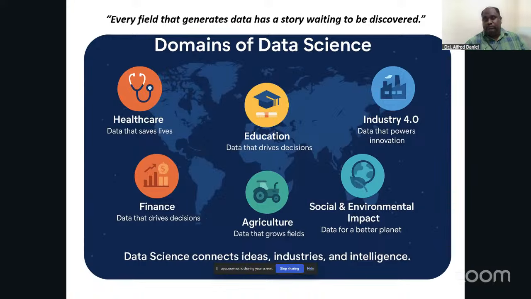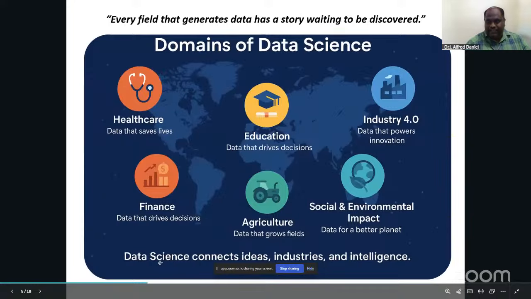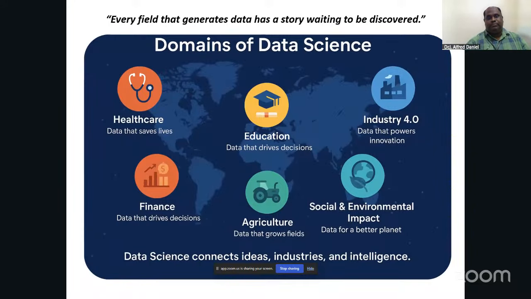The final one, which is very, very important in today's aspect because we are talking in terms of climate change, is social and environmental impact: data for the betterment of the planet. So these are the six important applications which we are going to see in detail. I just want to end with this quote: "Data science connects ideas, industries, and intelligence."